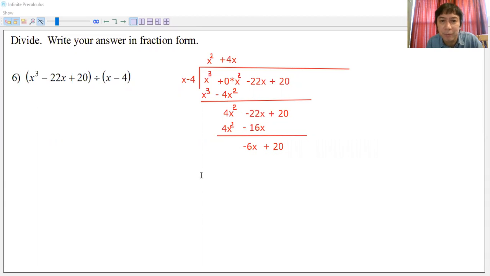And then we have a negative 6x, that's first degree x, and then our divisor has a first degree x. We'll proceed by division again. And it's just a negative 6 here. And then back to multiplication. Negative 6 times x minus 4 is negative 6x and a positive 24. And back to subtraction.